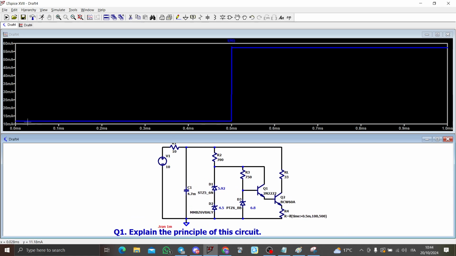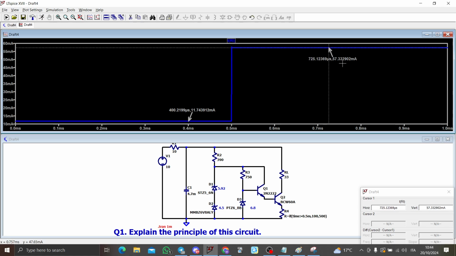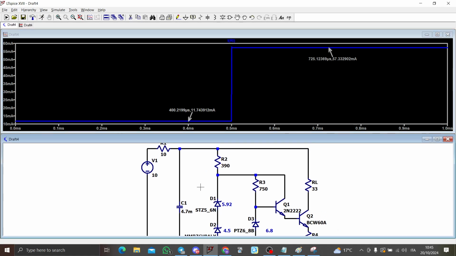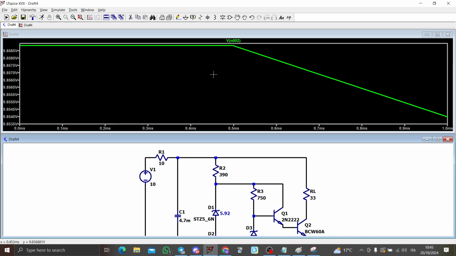So this is the load. As you can see, we are passing through 100 milliamps to 50 milliamps. So what happened to the voltage? The voltage is stable. Okay, now you see that it is decreasing, but trust me, it is stable because it is just zoomed. So the difference is just a very, very few millivolts.